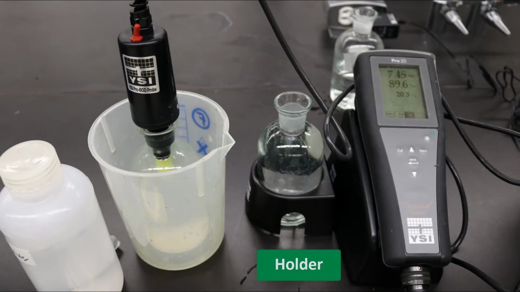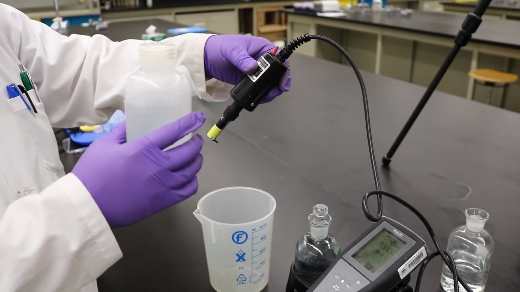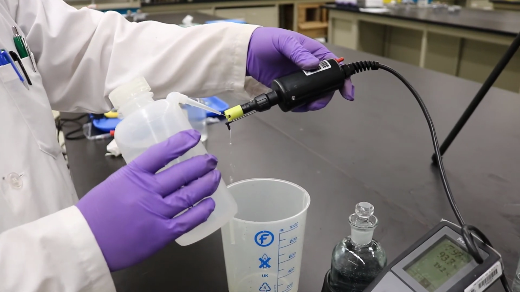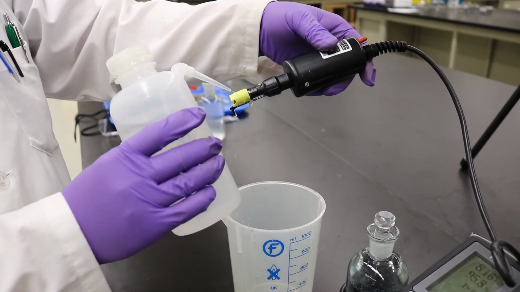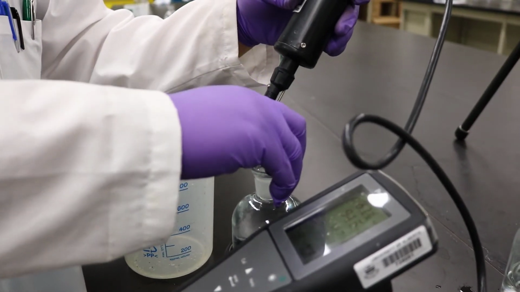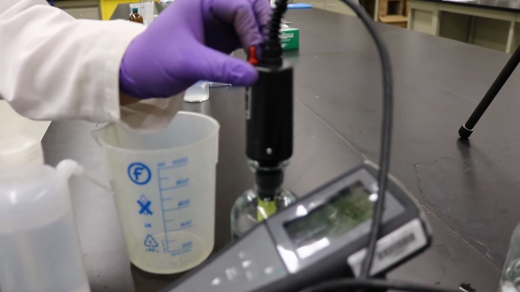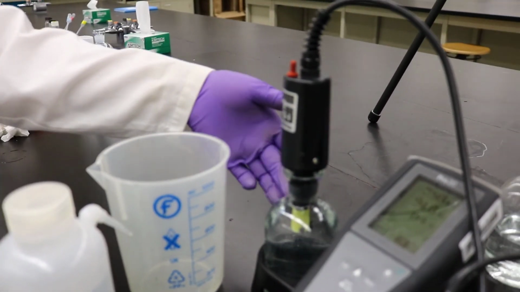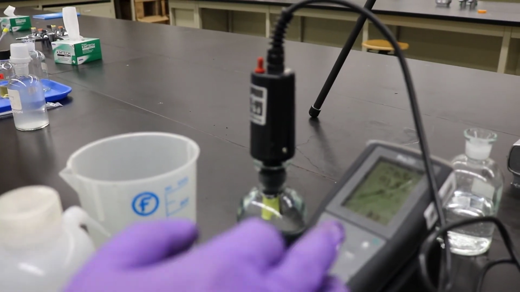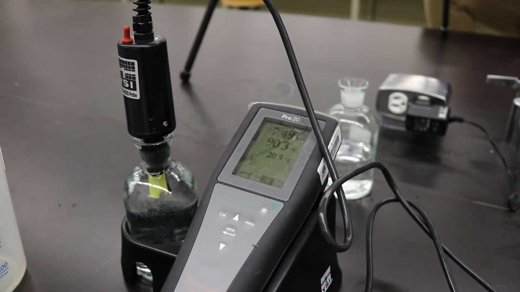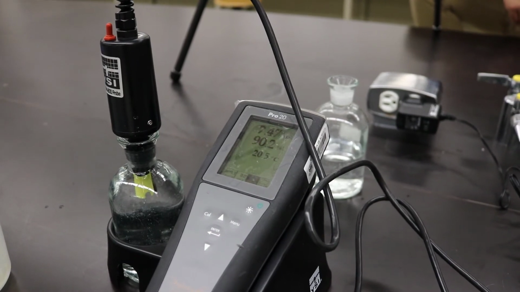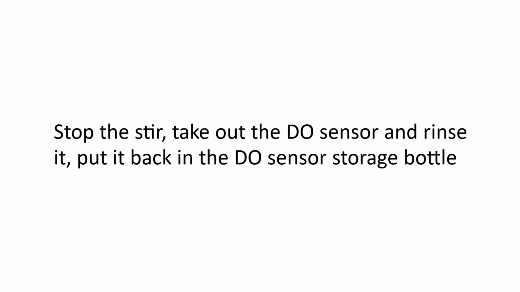Put the bottle in the holder, which is attached to the DO meter. Rinse the bottom membrane part of the DO meter with deionized or DI water. Open the sample bottle stopper and put in the DO sensor quickly. Turn on the stir by switching the red button. Wait about 5 seconds and read the number. The DO reading may not be stable, so just take the reading at 5 seconds. Finally, stop the stir, take out the DO sensor and rinse it, and put it back in the DO sensor storage bottle.